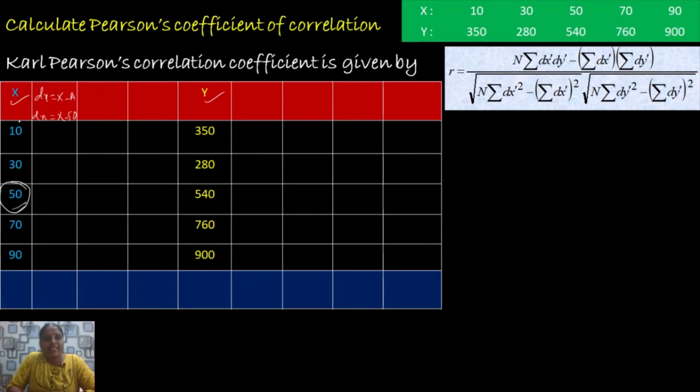So subtracting 10 minus 50 we get minus 40, 30 minus 50 is minus 20, 50 minus 50 is 0, 70 minus 50 is 20 and 90 minus 50 is 40.